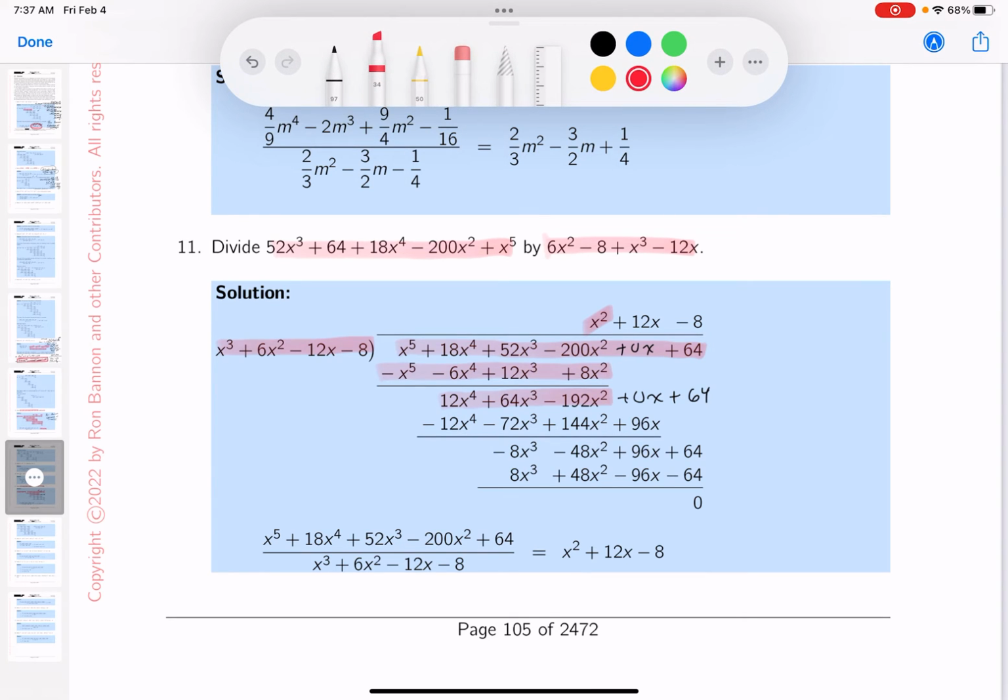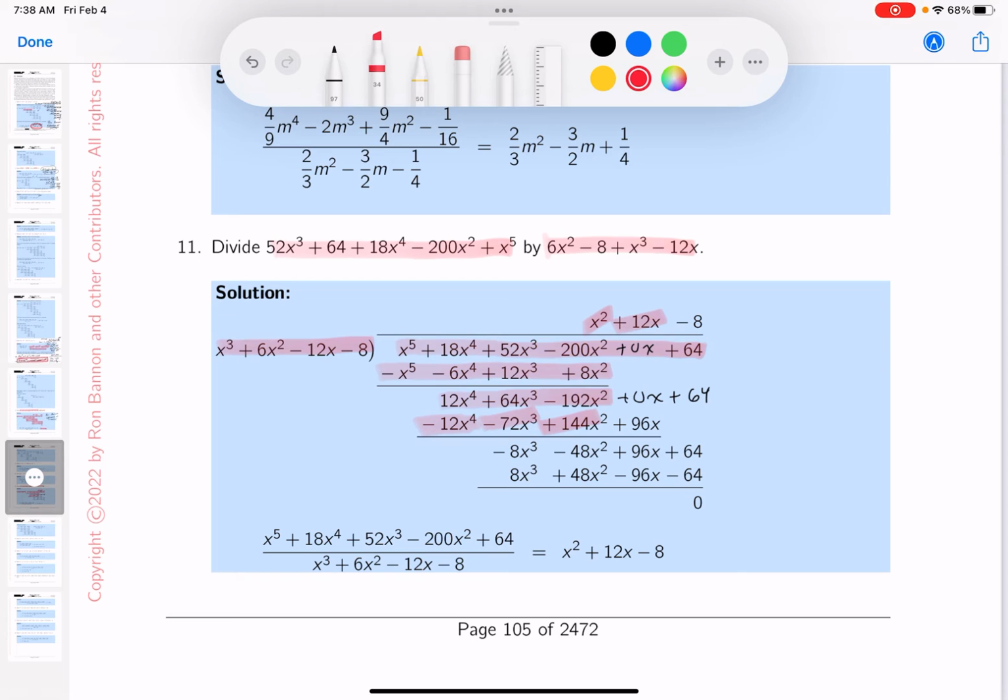Now, what times x cubed would give you 12x^4? Well, that's got to be plus 12x. But again, when I typed in this thing over here, I put the minus sign in for you, do the subtraction for you. 12x times x cubed is 12x^4, but I subtract it. All right? 12x times 6x squared is 72x cubed, but I subtract it. 12x times minus 12x is minus 144x squared, but I subtract it, so plus 144x squared.